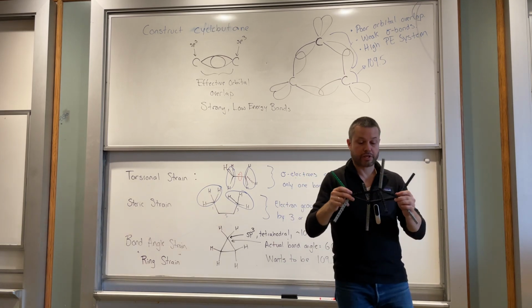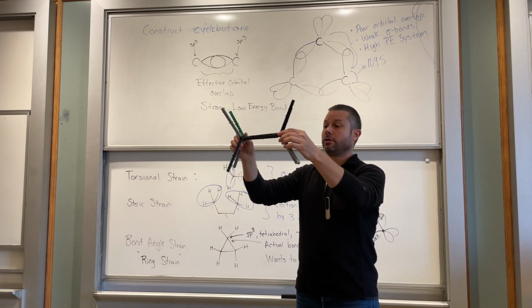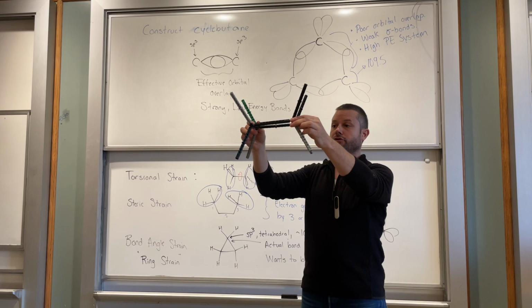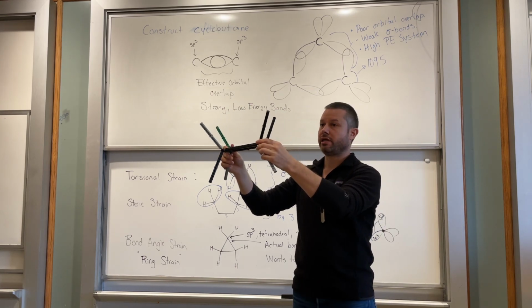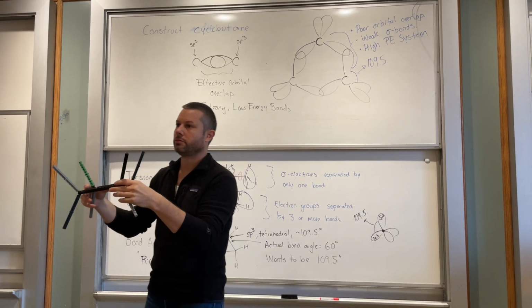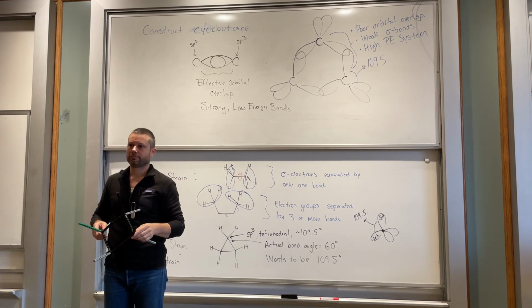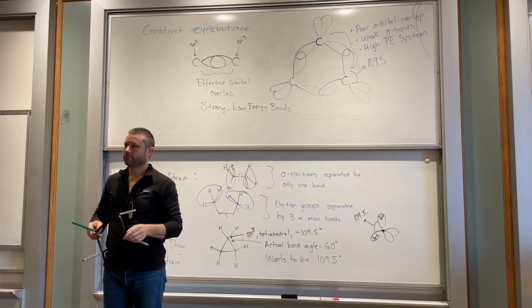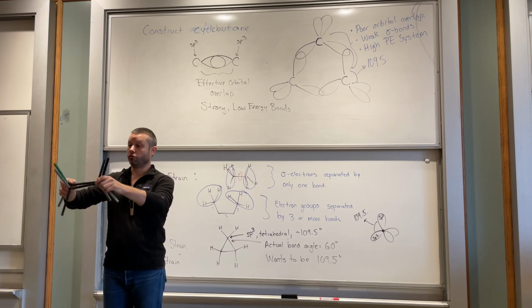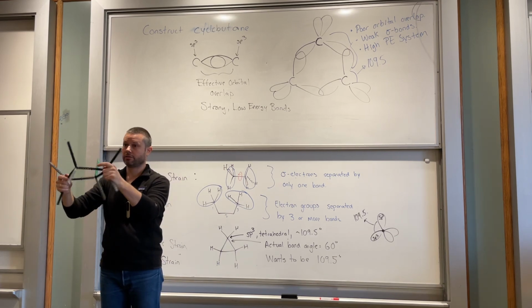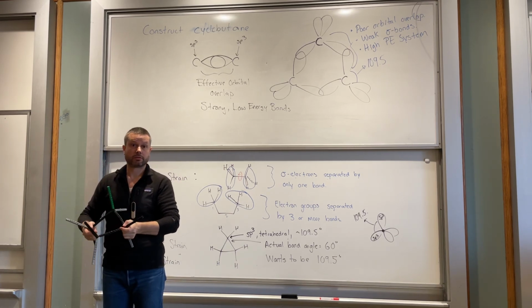Right? So the question that I want to answer, right? So this is planar cyclobutane. Can cyclobutane adopt any other conformation? And is that conformation better or worse? So what does your model say? Can you move your model around a little bit?